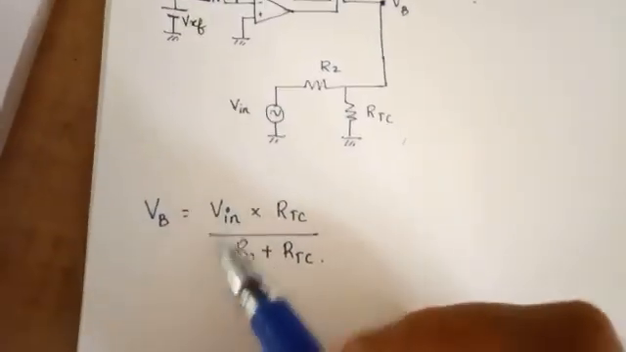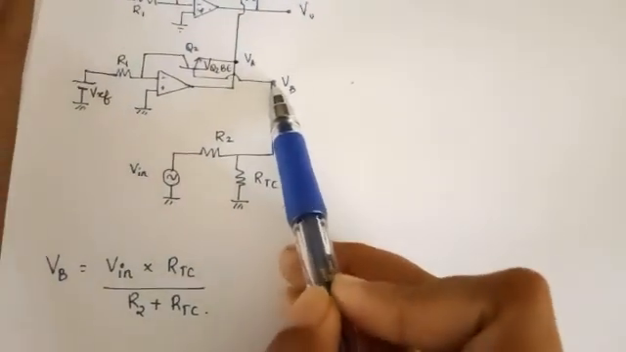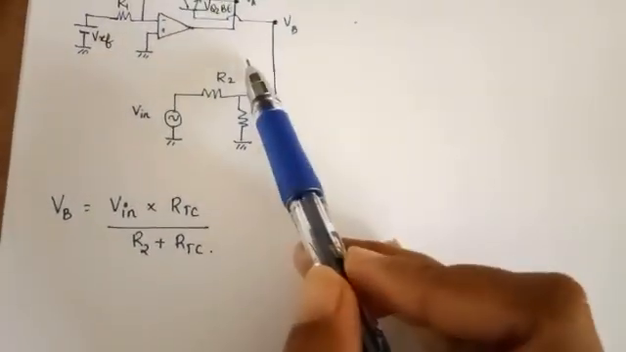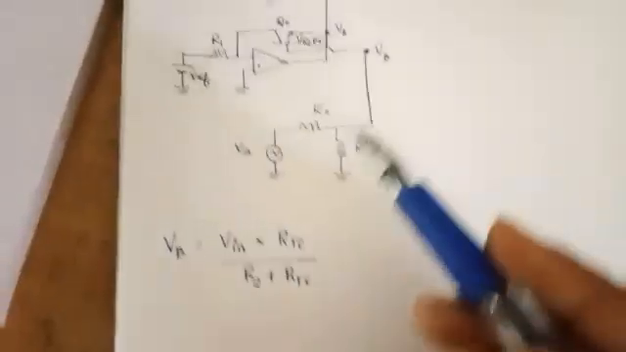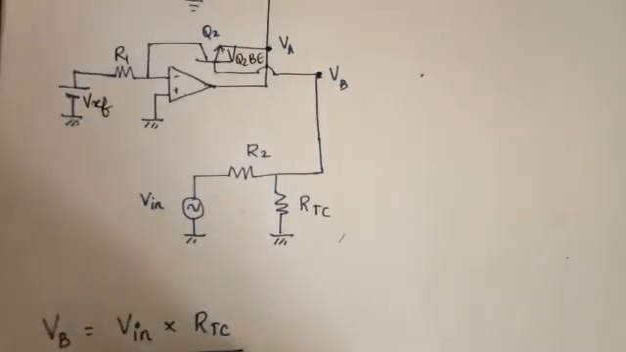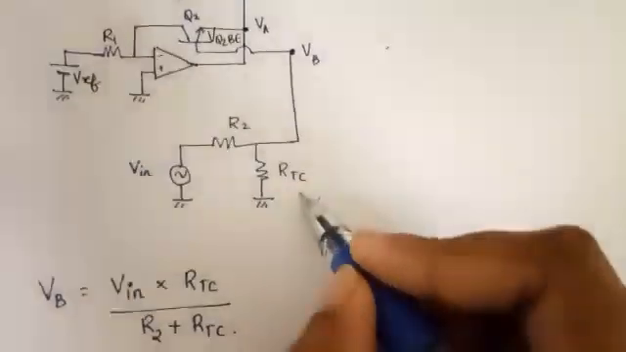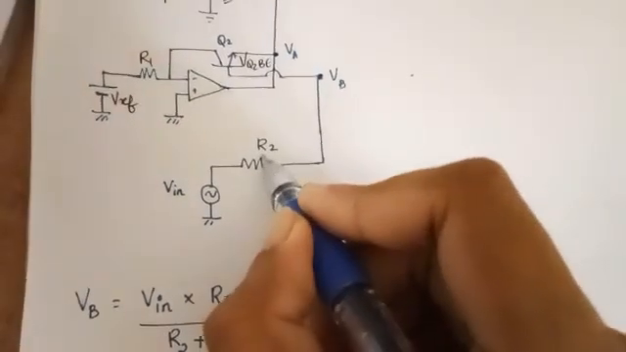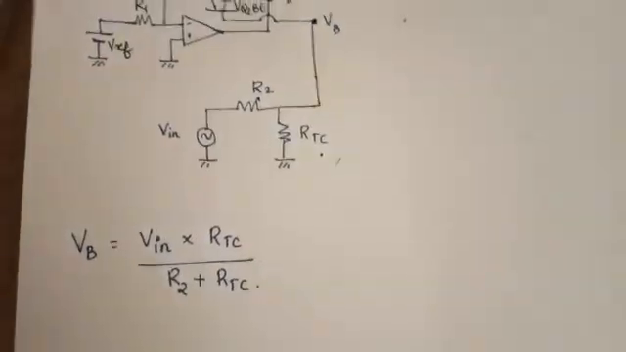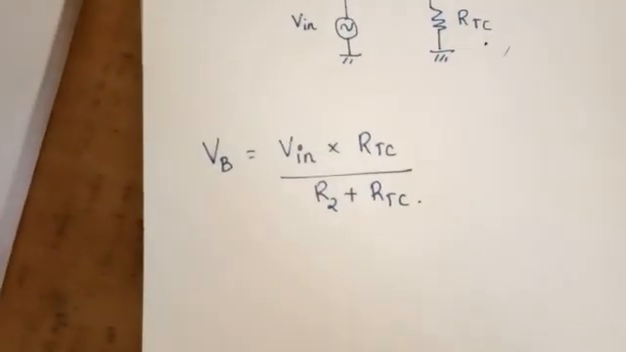We first start off by writing VB. What is VB? It is the voltage at this point due to the voltage divider network. So VB is the voltage here. VB is equal to Vin, the supply voltage, into RTC by R2 plus RTC, since it is the basic voltage divider equation.